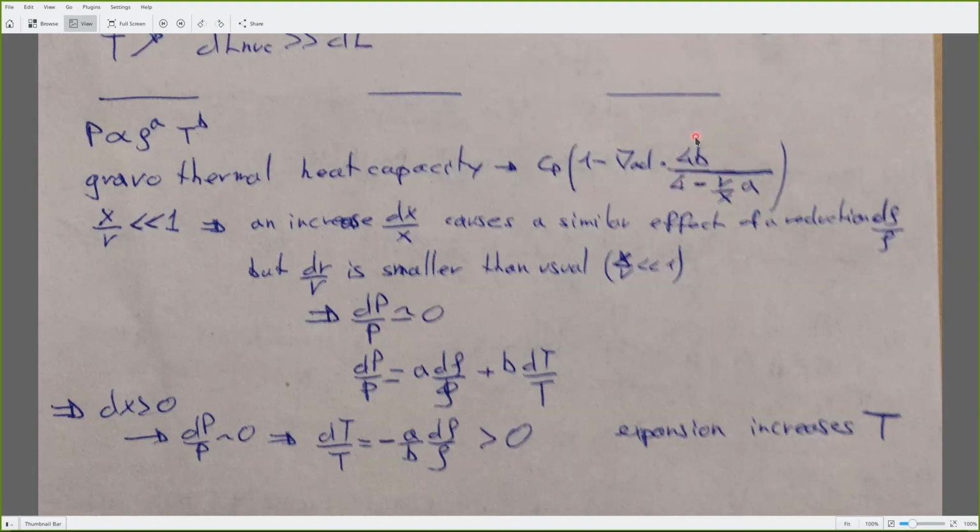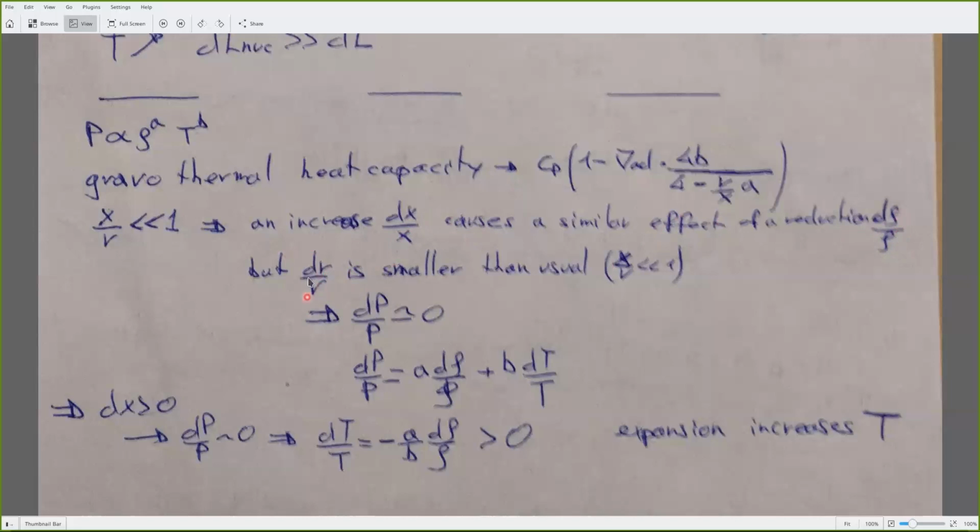And for the thin shell, it depends on the ratio between the radius and the thickness of the shell. If the thickness is really small with respect to the radius, an increase of the thickness causes a similar effect to a reduction of the density. We have an expansion, so the density decreases a little.